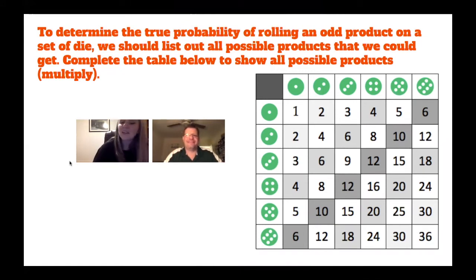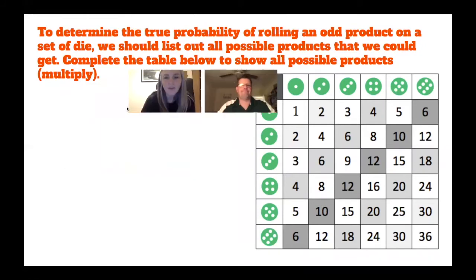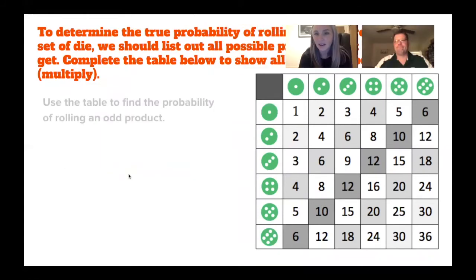Now we're looking at products that we could get. Complete the table. Did it for you. To show all possible products. In class, I would have actually made you sit there and fill this table out, but for the sake of this video, we're not doing that. So use the table to find the probability of rolling an odd. Well, I know there are 36 still possible outcomes, and I'm going to look for the odds.